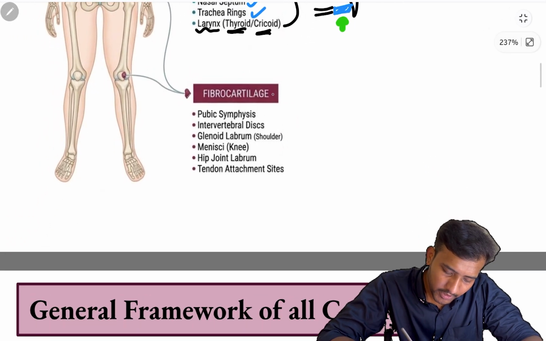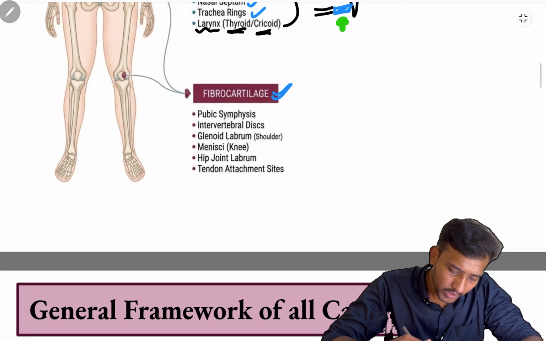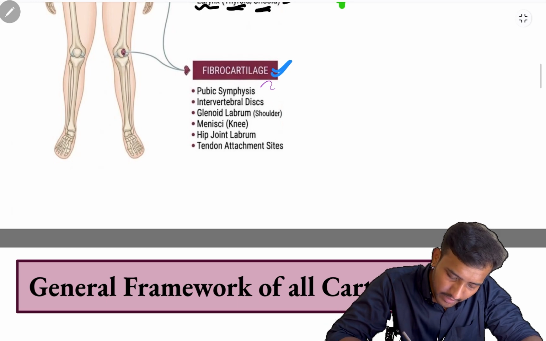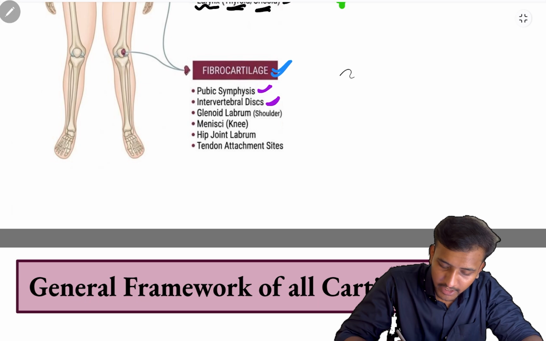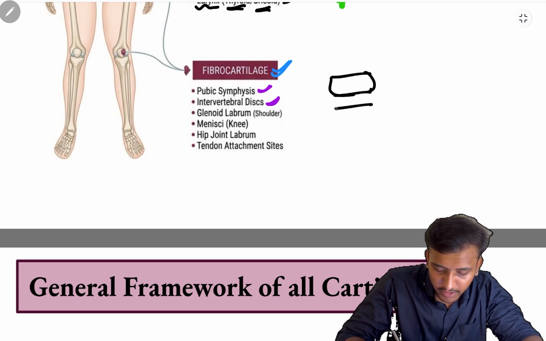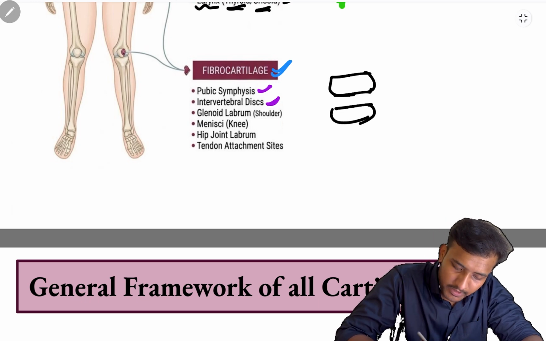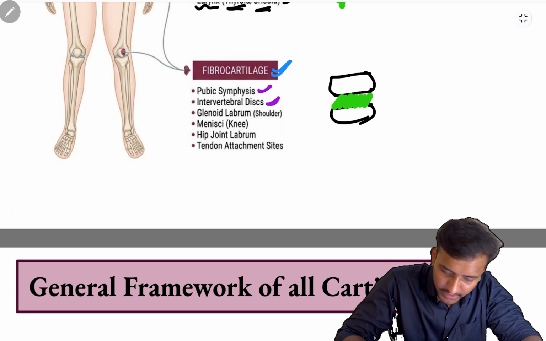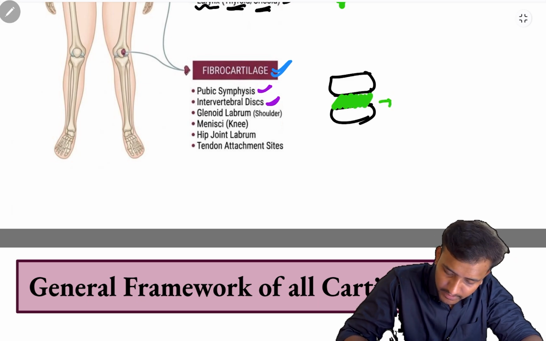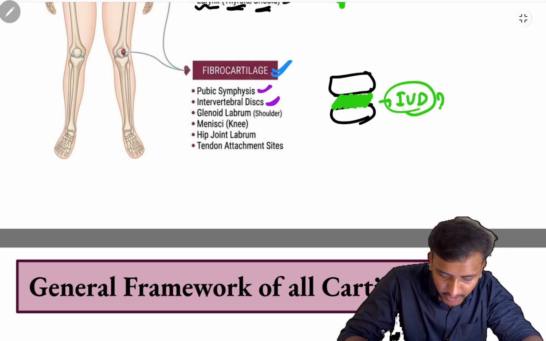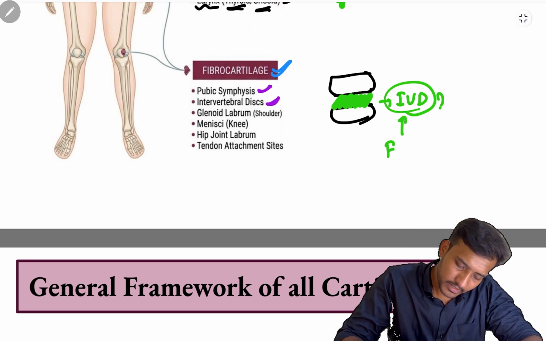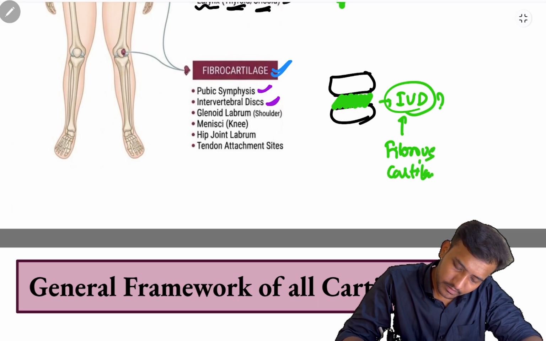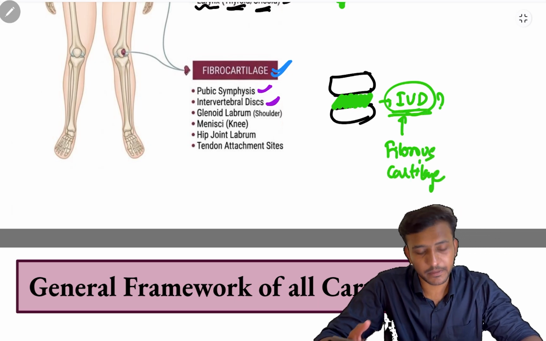Now apart from that, you need to be talking about the fibrous cartilage as well. What are the examples for the fibrous cartilage, guys? You will be having your pubic symphysis, then your intervertebral disc. What are these intervertebral discs, guys? You will be having one vertebra over here, another vertebra here. Between two vertebrae you will be having a cartilage. That cartilage is your intervertebral disc, right? Now which type of cartilage does this intervertebral disc belong to? That is your fibrous cartilage, right? The intervertebral disc belongs to fibrous cartilage.